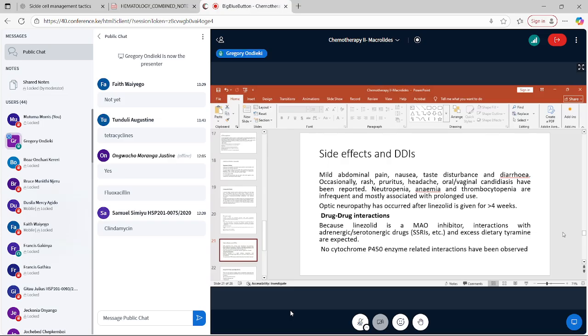Which other drugs other than SSRIs do you expect will interact with linezolid? Or which drugs are substrates of monoamine oxidases?